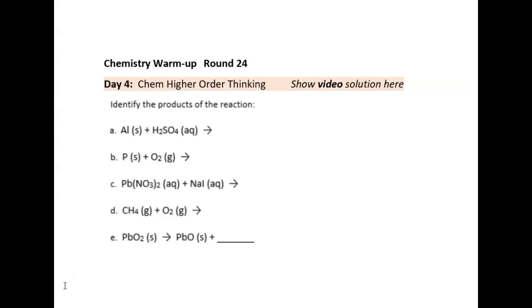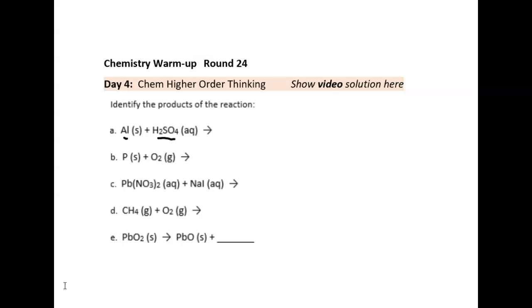Use what you know about the 5 types of reactions: combination, decomposition, single replacement, double replacement, and combustion. We've done a lot of practice with those recently and with these warm-ups recently. So with that experience, let's figure out what the products would be. Question A, there is an element, aluminum. It's being combined with a compound.